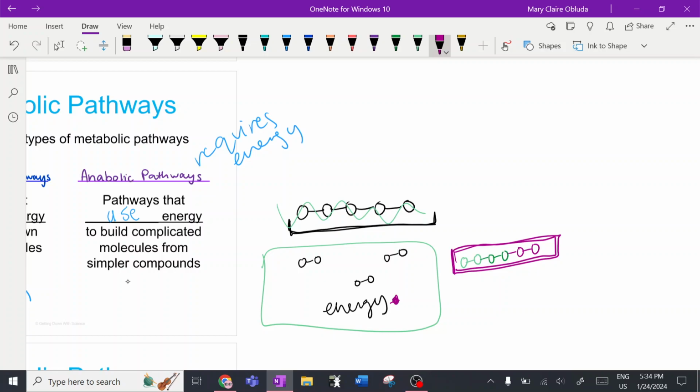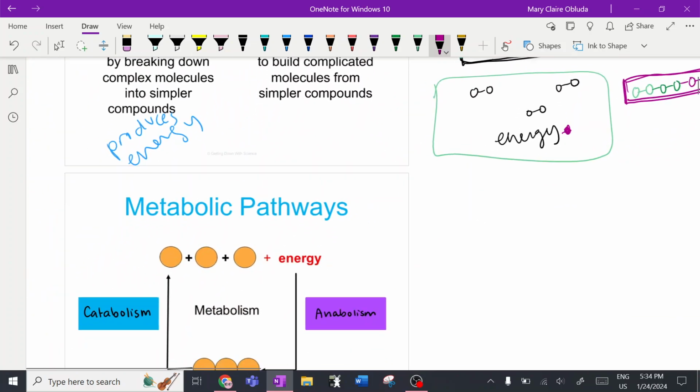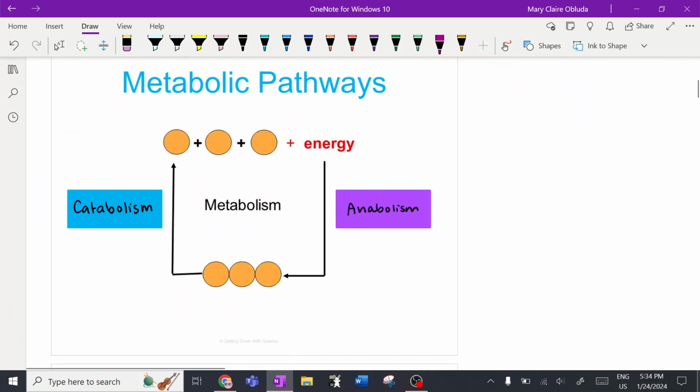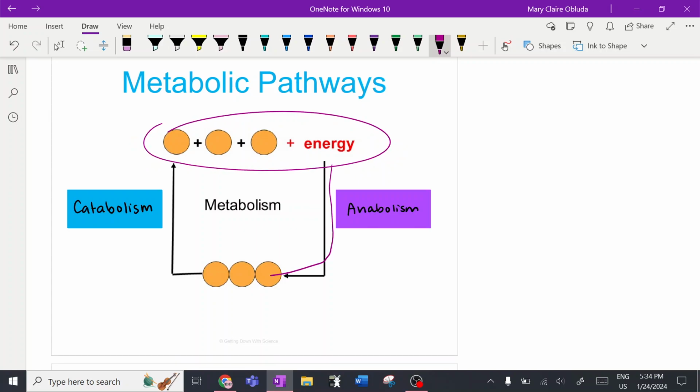Think ATP synthesis. Think about the ATP synthase. That has to have a concentration gradient and H plus being pumped favorably in order to attach that phosphate back on. That's anabolic. Okay, so here's what I just said. For catabolism, we have a complex molecule that's being broken down and releasing energy. And then the products of catabolism are used in anabolism to make more complex ones.